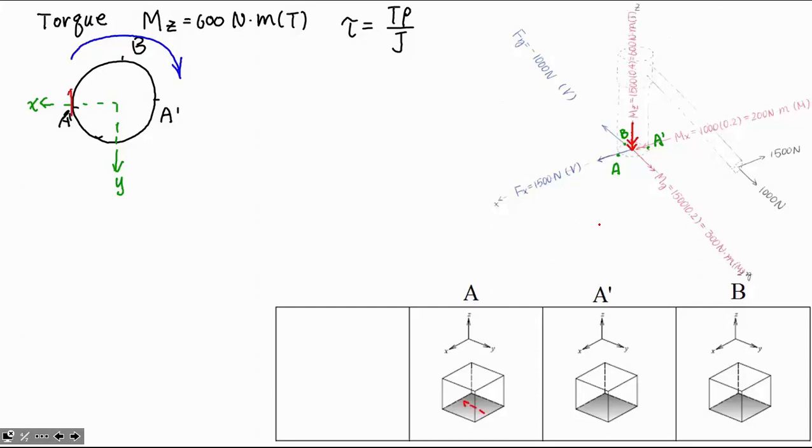However, when it's passing through B, you have to go to the negative x direction. And then when our forefinger passes through A prime, it's actually going down, which is the positive y direction. So which means we have to draw the shear stress in a positive y direction for A prime point. And then after this, it will be head by head, tail by tail.